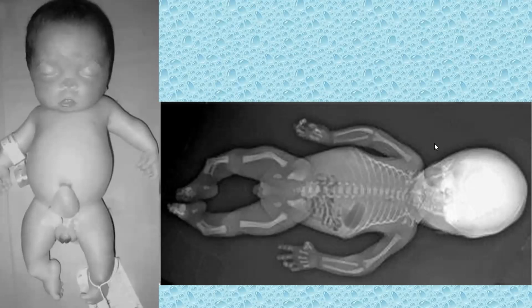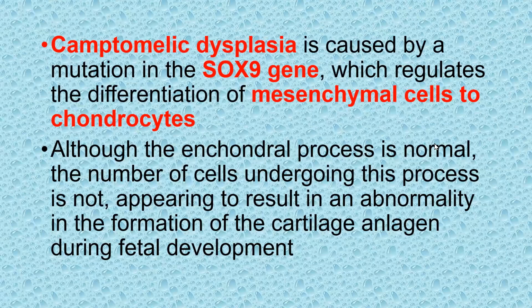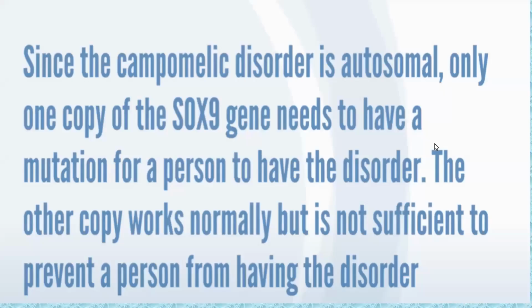Camptomelic dysplasia is caused by a mutation in the SOX9 gene, which regulates the differentiation of mesenchymal cells to chondrocytes. Although the endochondral process is normal, the number of cells undergoing this process appears to be abnormal, resulting in an abnormality in the formation of the cartilage analogy during fetal development. Since the camptomelic disorder is autosomal, only one copy of the SOX9 gene needs to have the mutation for a person to have the disorder. The other copy works normally, but is not sufficient to prevent the person from having the disorder.